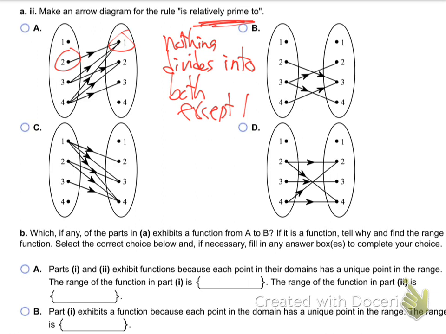So let's take a look at it. Let's see. Oh, this is kind of a weird one, huh? For the rule is relatively prime. Okay, so coming over here. So 2, is it relatively prime to 1? Yeah. Okay, 3.